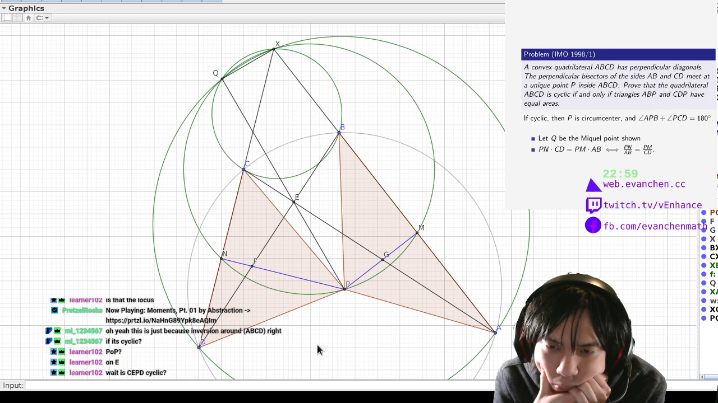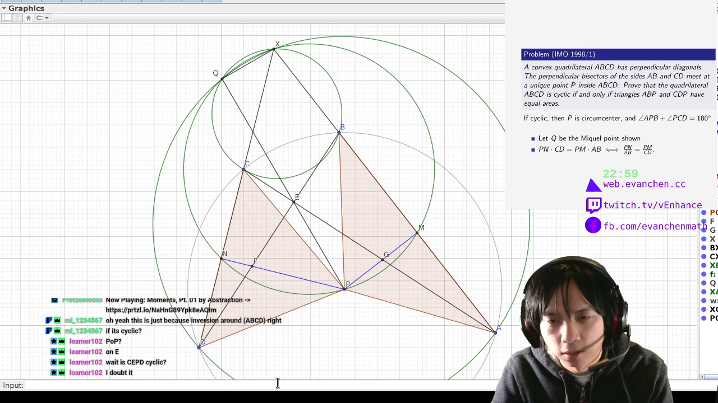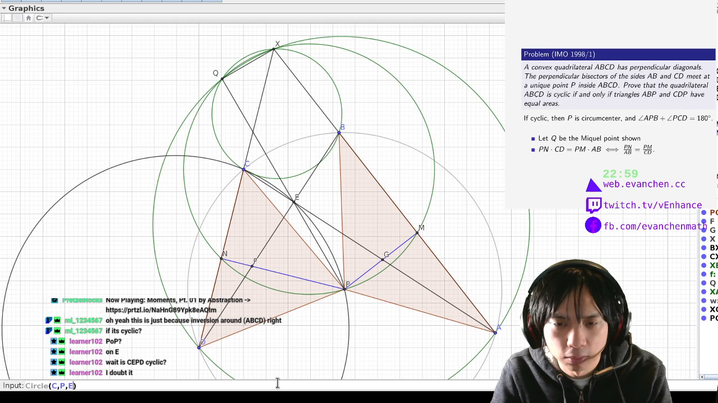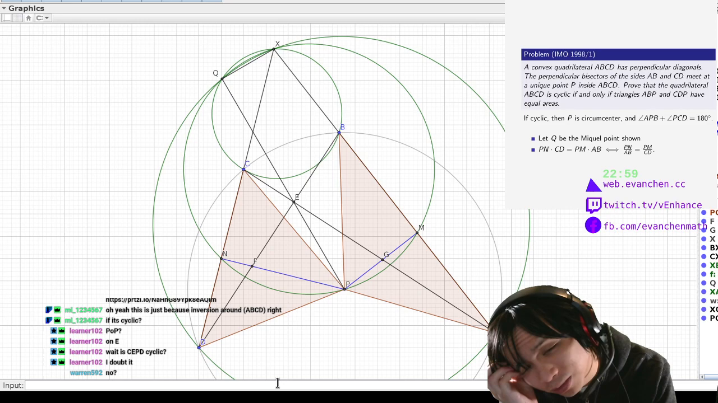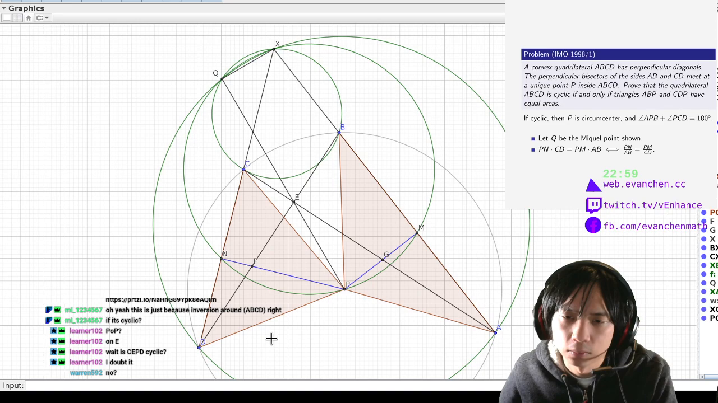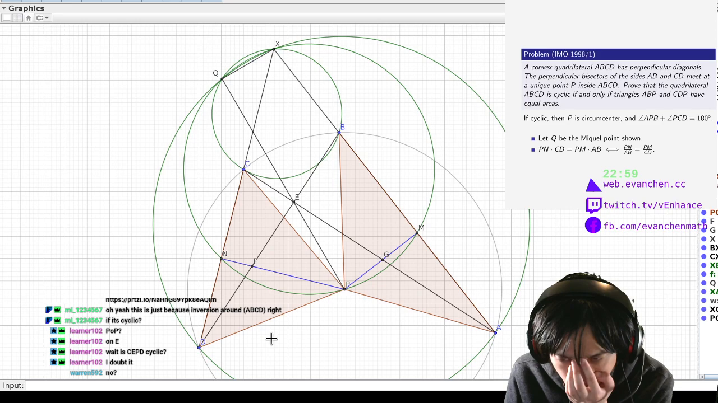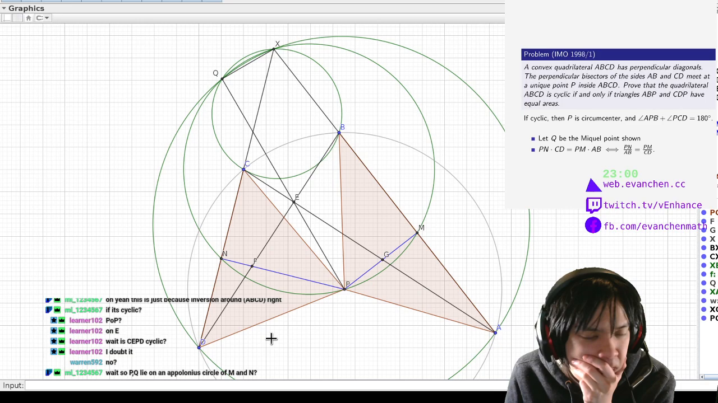Is CEPD cyclic? Nah, really? No. E is the Miquel point though, so that gives us a... or not, Q is the Miquel point, so there's a bunch of other things that are true in this picture that I haven't pursued. P and Q lie on the Apollonius circle. That is true.